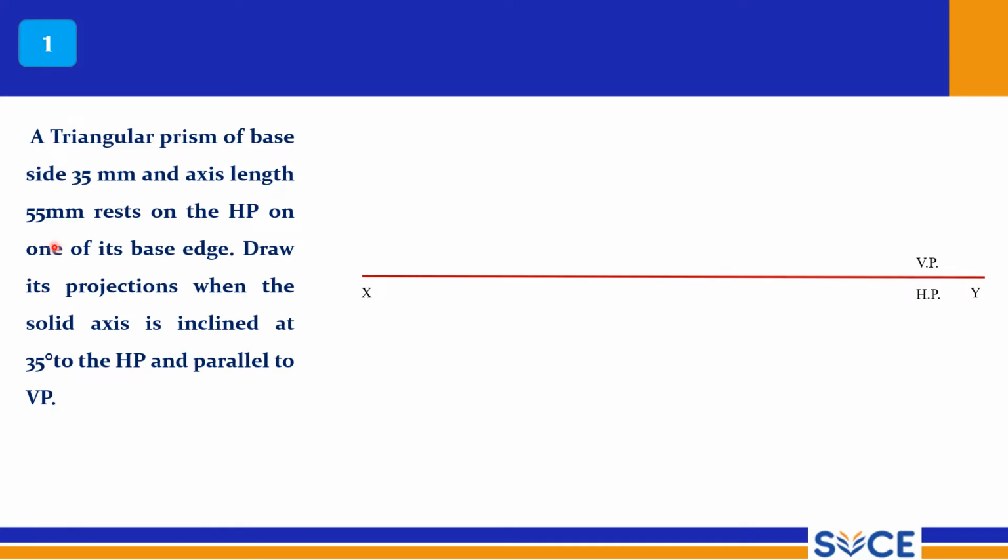So here it is resting on HP on one of its base edge. So it is triangular prism, and I have to get a line here. On right side of the true shape I should get a line. So this is the line I am intending, and this is 35 mm equilateral triangle. So A, P, B, Q, C, R, right? So these are the notations. So P, Q, R are the base notations, bottom base notations. A, B, C are top base notations.